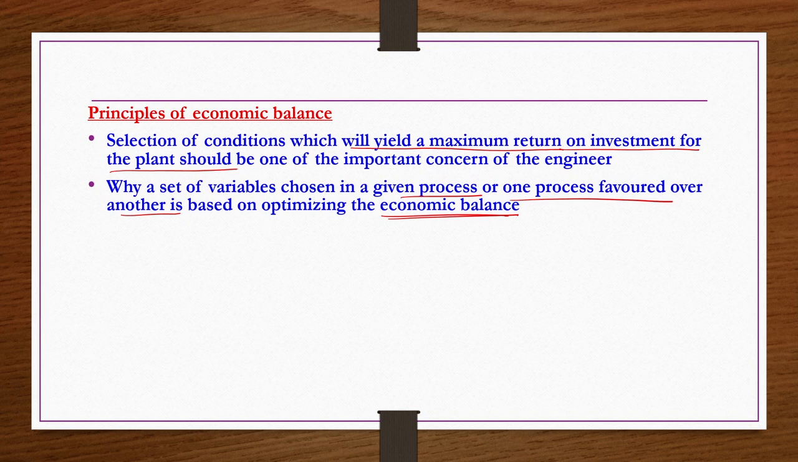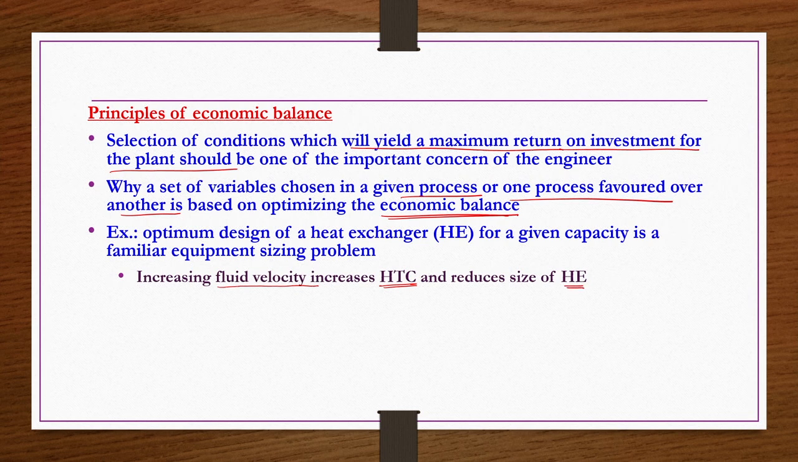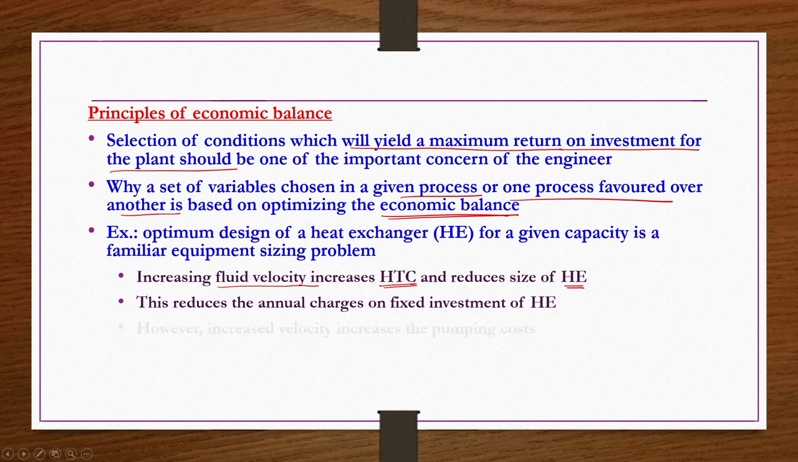What does this mean? Let us take the heat exchanger example. The optimum design of a heat exchanger for a given capacity is a familiar equipment sizing problem in most, if not all, chemical plants. If you increase the fluid velocity, the heat transfer coefficient will increase, and that reduces the size of the heat exchanger. This reduces the annual charges on the fixed investment of the heat exchanger, but increased velocity will increase the pumping cost. So you have to make a trade-off between the two: whether to go for increasing the fluid velocity or the capital fixed investment.